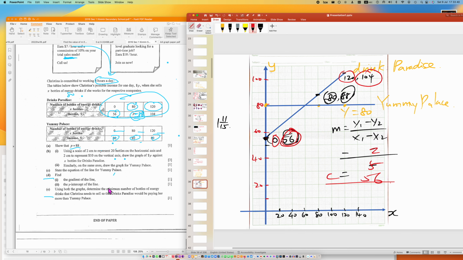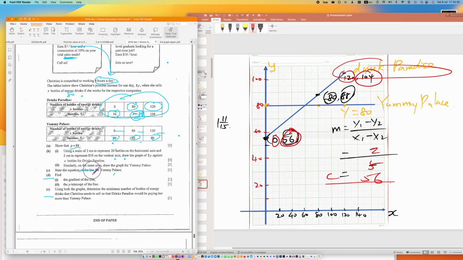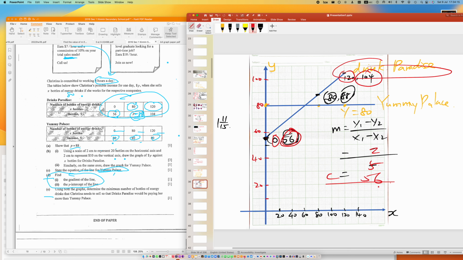Which one are you talking about? Because they said, I think it's both. Hold on. State the equation of the line. This one is done already. Find the gradient of the line and the y-intercept of the line. I think over here they want you to find the Drink Paradise one, because they already asked you to find the equation of the line for Yummy Palace. I don't know whether it's for this one. But for Drink Paradise it is 2 over 5 and 56.